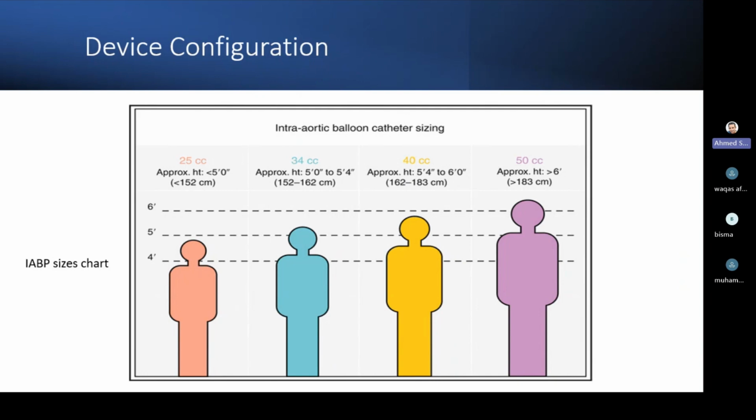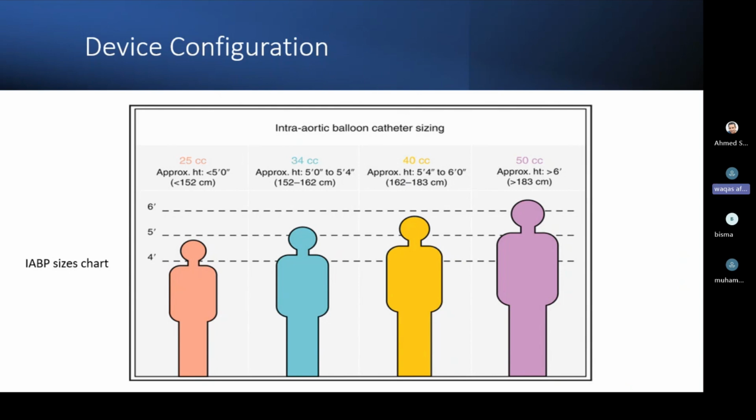What I know is that you are using the size based on the height. Yes, it's only related to your height. And 40cc means it's helium gas inside the balloon, and the size is like a 7FR. 7FR means the caliber diameter of the balloon inside the aorta, and the 40cc is the filling volume inside the helium balloon.